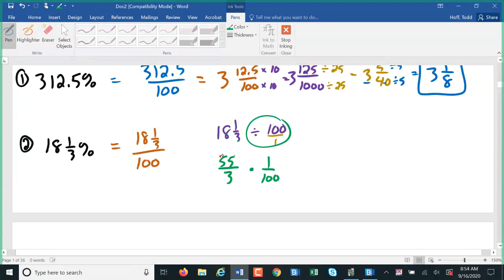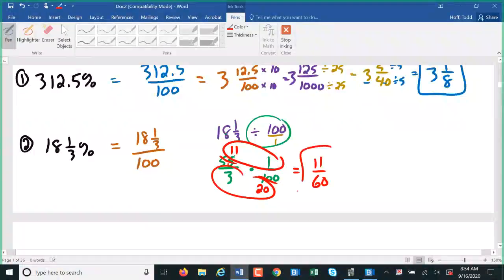The 5s cross-cancel out. 55 and 100 can divide out by 5. 55 divided by 5 is 11. 100 divided by 5 is 20. So 11 times 1 is 11. 3 times 20 is 60. So 18 1/3% is equivalent to 11 out of 60.